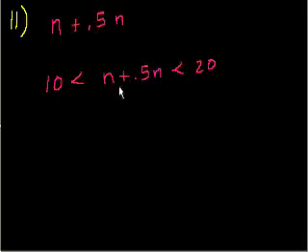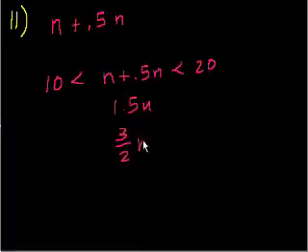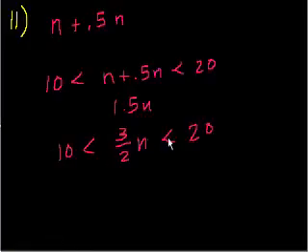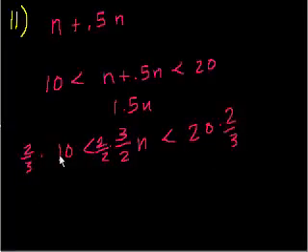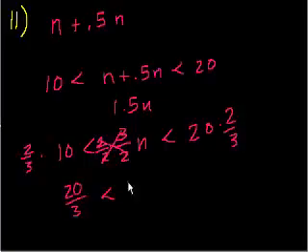So let's do a couple of things. One, we can simplify this. What's 1n plus 0.5n? That's 1.5n, and I'm going to write it as a fraction. That's 3/2 n, which is greater than 10 and less than 20. This is an inequality, right? So we can multiply every term of this inequality by 2/3. So 2/3 times 10 is less than 2/3 times 3/2 n, which is less than 20 times 2/3. So here we get 20 over 3 is less than n, since this cancels out, which is less than 40 over 3.